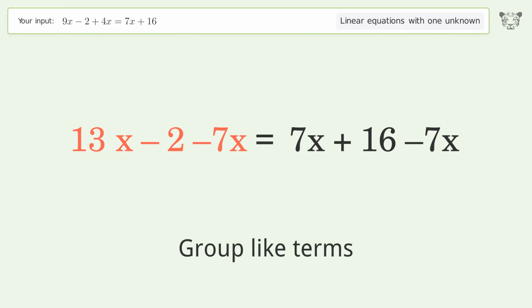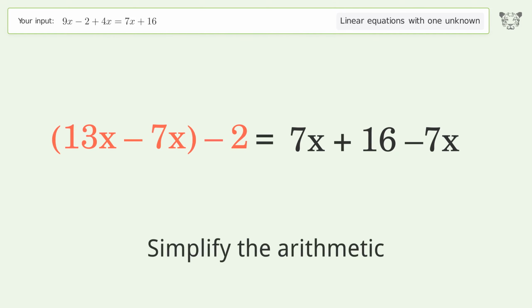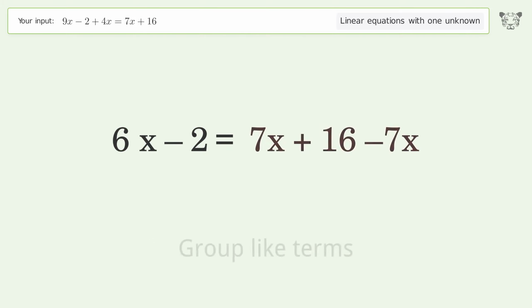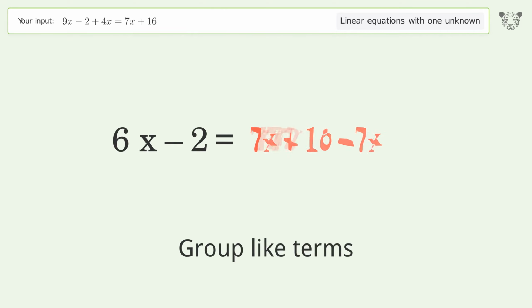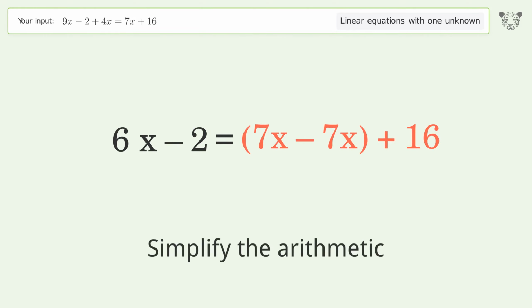Group like terms. Simplify the arithmetic. Group like terms. Simplify the arithmetic.